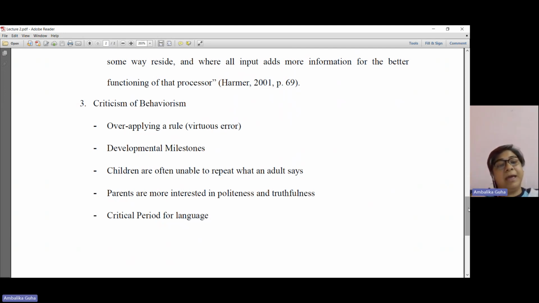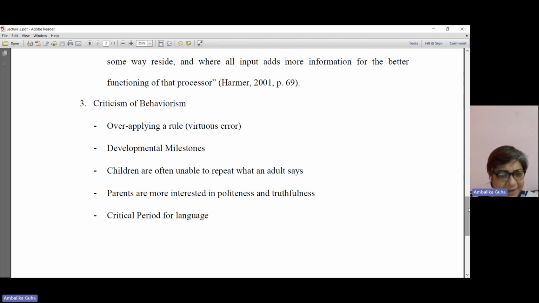Now, this is what we call overgeneralization of rules, or overapplying a rule. And this kind of mistake that the child makes is called a virtuous error. A virtuous error means an intelligent mistake, because the child recognizes the pattern of forming the past tense of verbs, and keeps on producing the past tense of other verbs following that particular rule system. So if this is what is happening, then this also raises a question towards the idea of behaviorism, that the child imitates everything from the surroundings, and this is not what is happening.